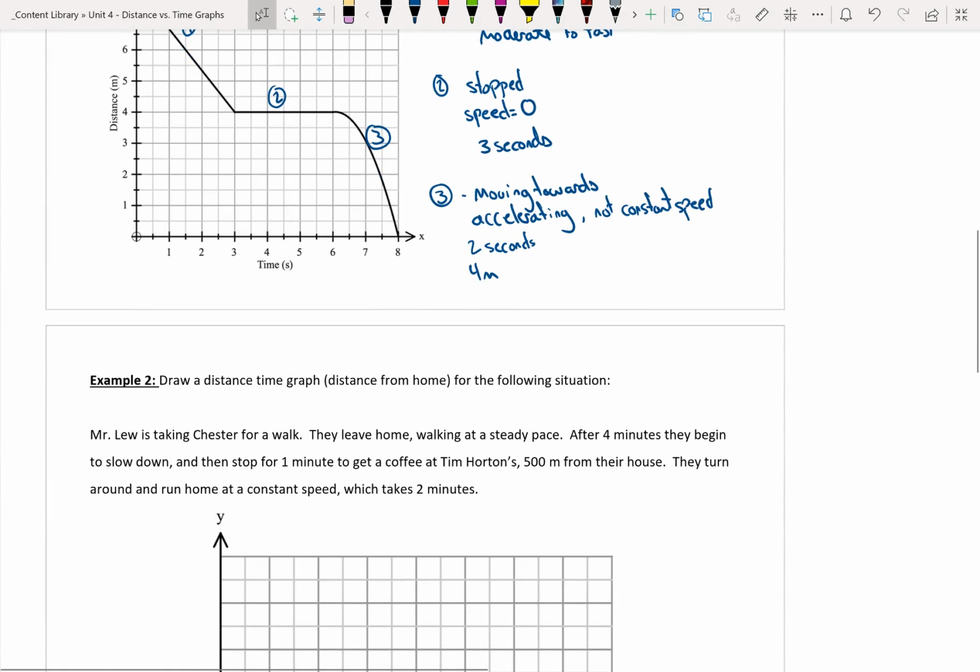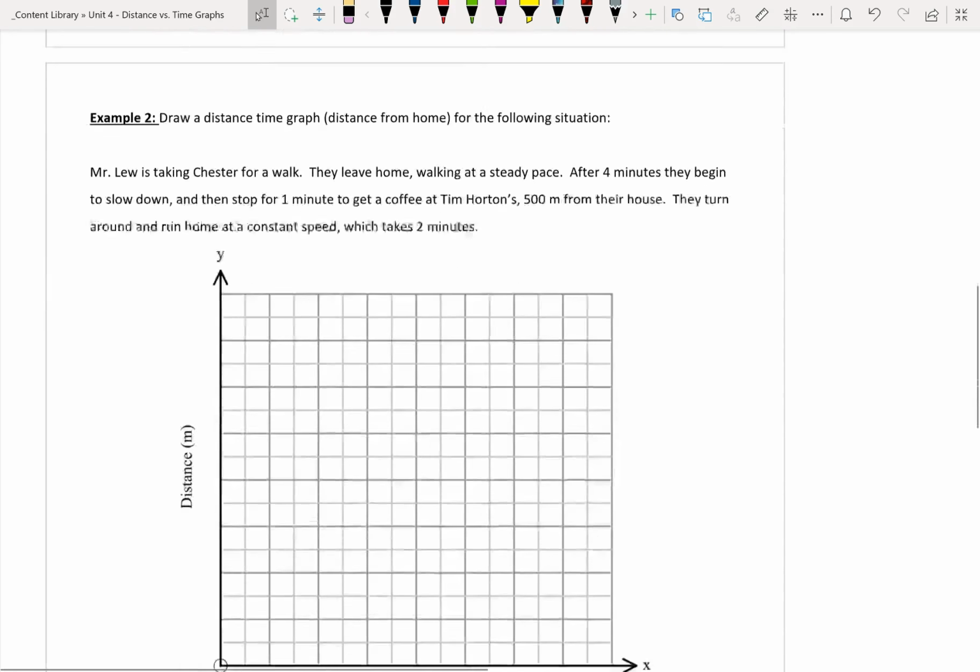All right, in example 2, we want to draw now a distance time graph focusing on the distance from home for the following situation. And in this situation, Mr. Liu is taking Chester for a walk. They leave home walking at a steady pace. After 4 minutes, they begin to slow down and then stop for 1 minute to get a coffee at Tim Hortons, which is 500 meters from their house. They turn around and run home at a constant speed, which takes 2 minutes.